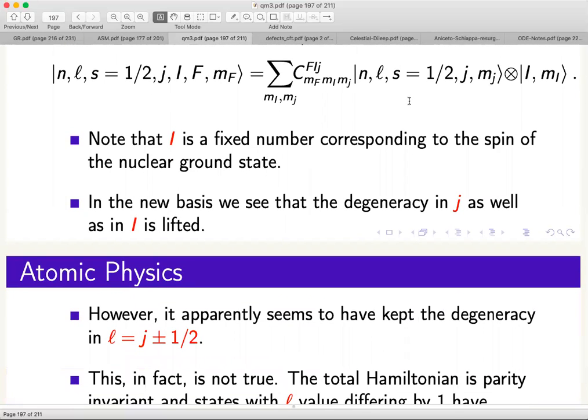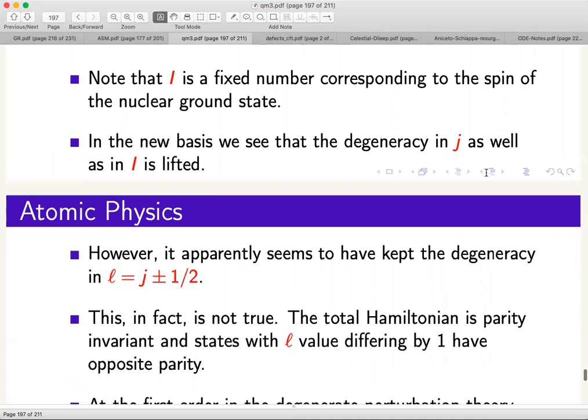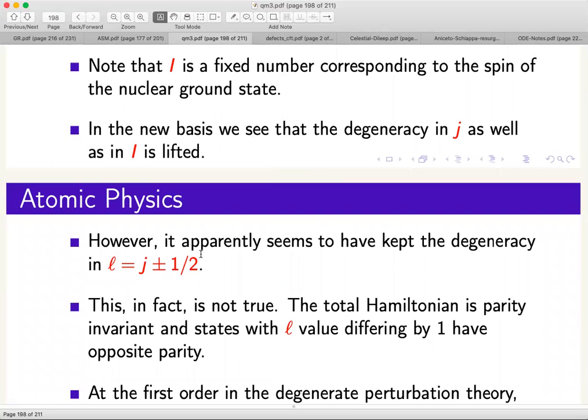Now, notice that in this change of basis, there is no statement made about the orbital angular momentum term. For a given j value, there were two different L values which were degenerate, and in the change of basis from the j i mj mi basis to the j i f mf basis, there is no reference made to the value of L, and whether different values of L giving the same value of J are degenerate or not. So it may seem that although these degeneracies are all lifted by the perturbation, L equals J plus or minus half continues to be the degeneracy of the problem. But in fact that is not really true.